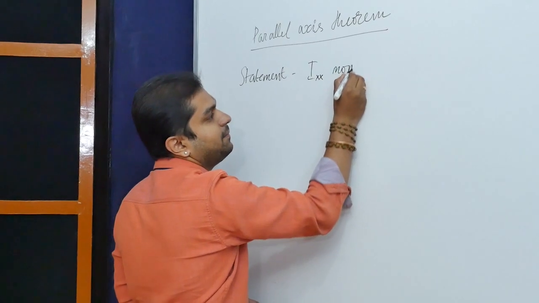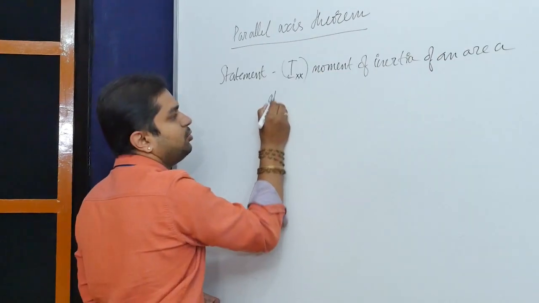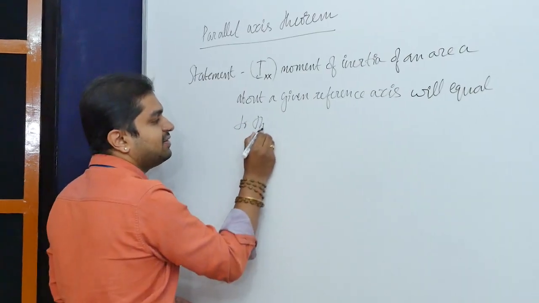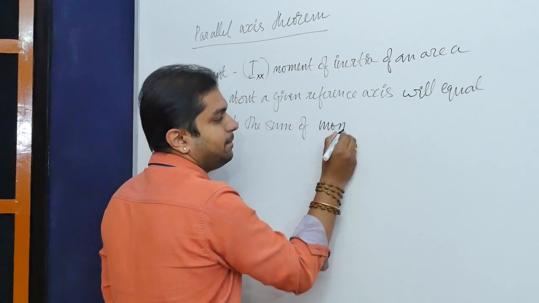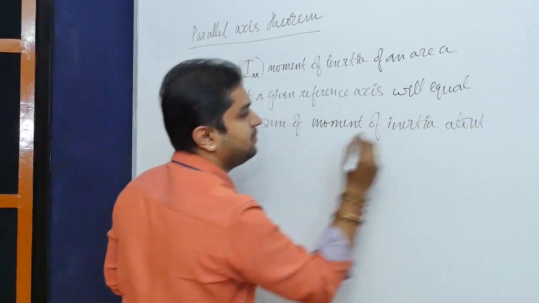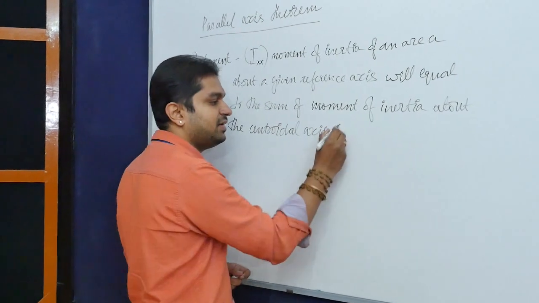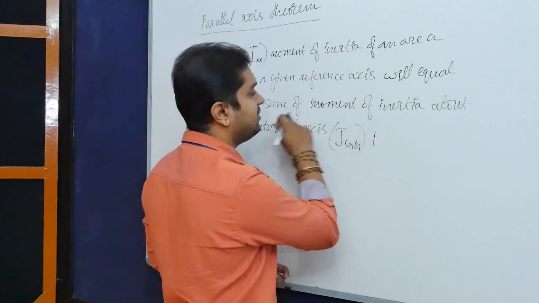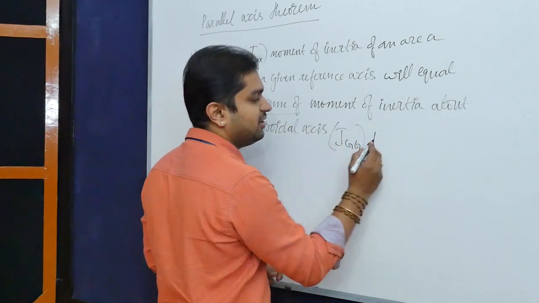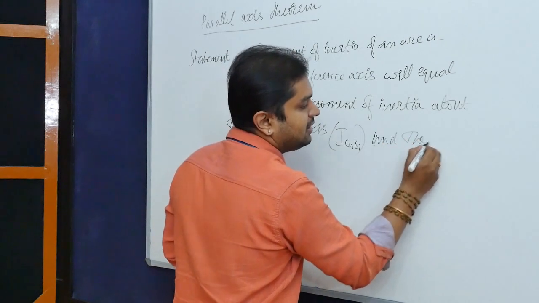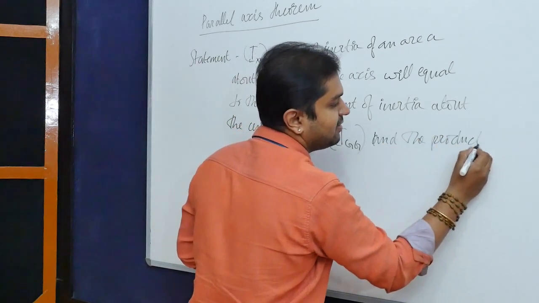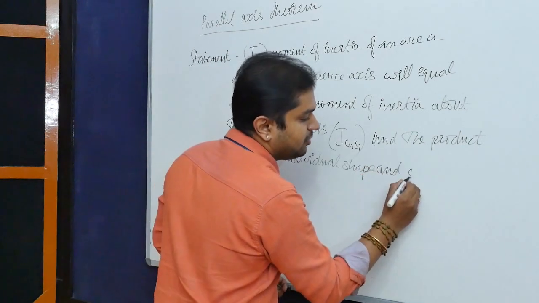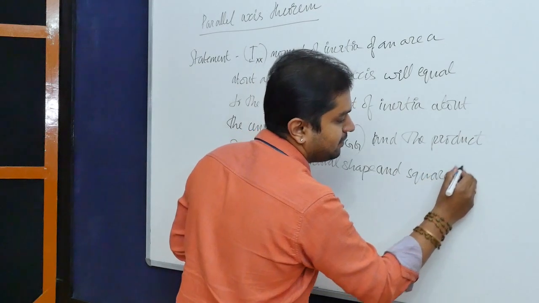The moment of inertia of an area about a given reference axis will be equal to the sum of the moment of inertia about the centroidal axis, which we usually represent as IGG, plus the product of the area of the individual shape and the square of the distance from the reference axis.